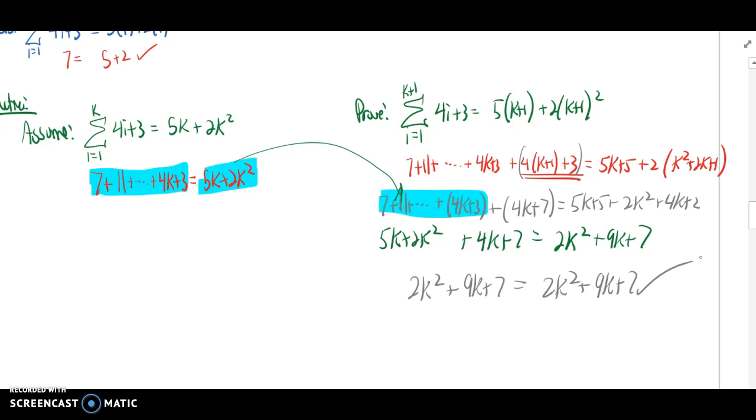So we proved that when we added the next term, that formula still worked. So we can conclude the formula is valid not just for 1, not just for k, but for all values of n.